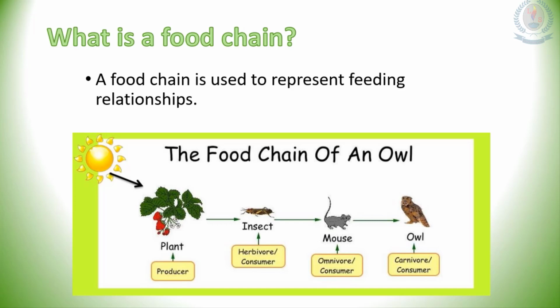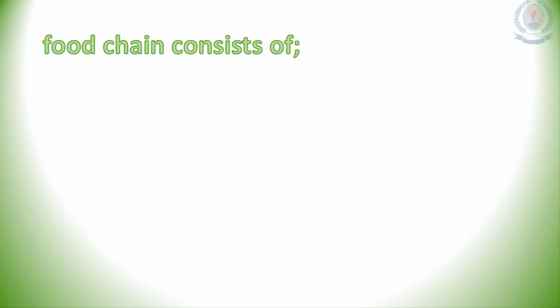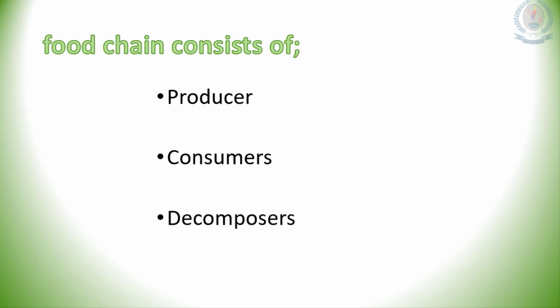For example, plant is eaten by an insect. Insect is eaten by a mouse. Mouse is eaten by an owl. So this food chain shows the energy transfer from one organism to another. Food chain usually consists of a producer and consumers. Other than that, there are decomposers. So we'll learn about these key terms in detail now.